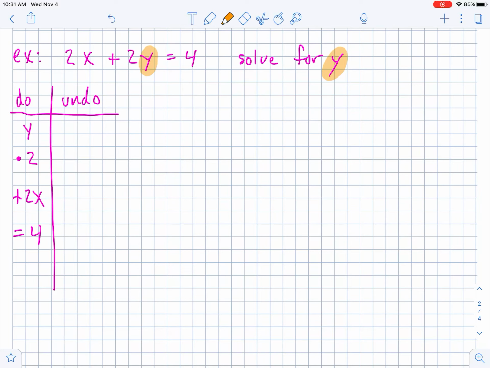Next one, 2x plus 2y is equal to 4, and we are going to solve for y. So we're not getting the x by itself, we're getting the y by itself. The first thing that happens to y is it gets multiplied by 2, then it gets added by 2x, and that whole thing is equal to 4.